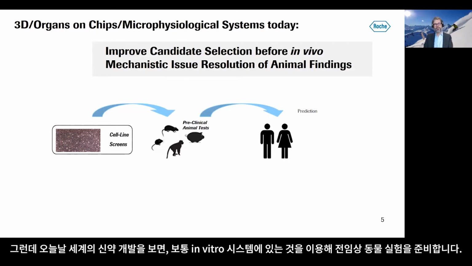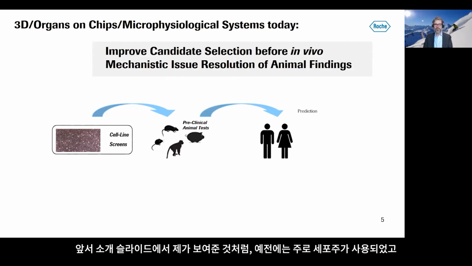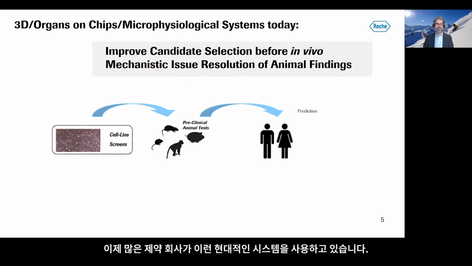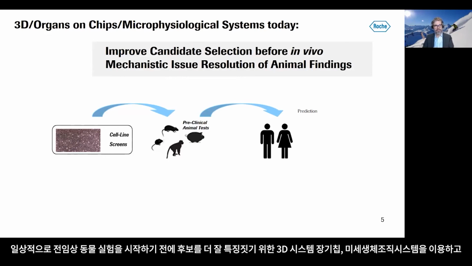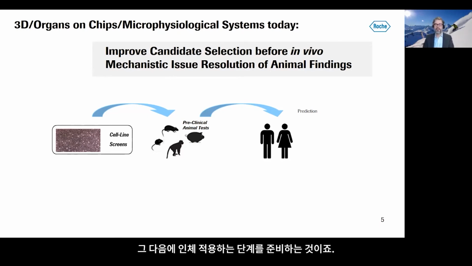Now, when we look at the drug development world today, typically those in vitro systems are used to prepare for preclinical animal tests. In earlier times, as I showed you in the introductory slide, cell lines have been used, and now many pharma companies are using these type of modern systems, 3D systems, organs on chips, microphysiological systems, to better characterize the candidates before you go into the normal preclinical animal testing and then preparing for entry into human.